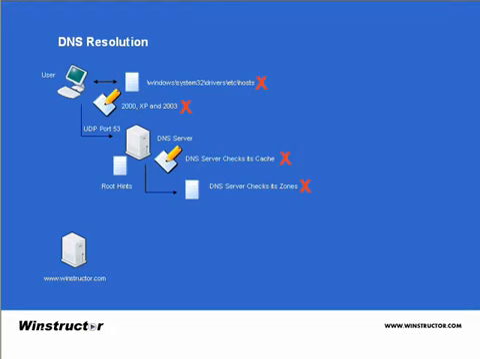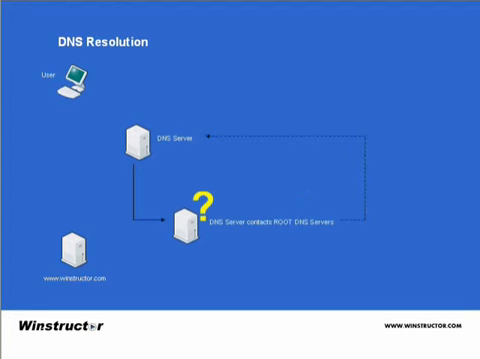As it doesn't know the IP address of the DNS server for winstructor.com, it will attempt to contact the next best thing, its parent. As it doesn't know the IP addresses of the .com servers, it checks its root hints file for the IP addresses of the root servers and then attempts to contact them. The root DNS servers do not know the IP address of winstructor.com, but they do know of another server or servers that should know. So it sends back the IP addresses of the DNS servers that are authoritative for the .com domain. So our DNS server sends a request to these DNS servers.